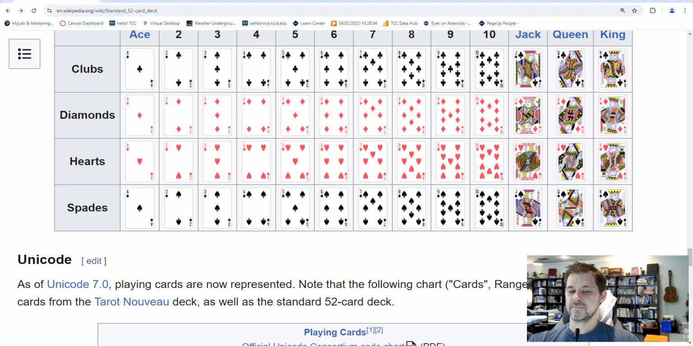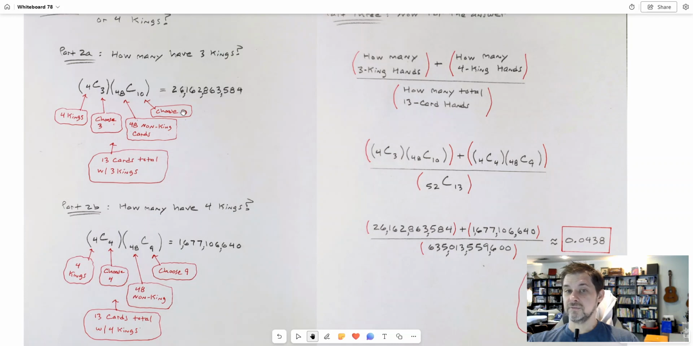And then I would have to choose the remaining 10 cards from the 48 non-king cards. So see how this is 48 choose 10? I've already chosen 3 kings. How many cards are in the hand? 13. So that means there's 10 left. And what are you choosing the 10 left from? Well, if I'm going to have 3 kings, then there are 3 kings, and then there are 10 cards that aren't kings. So from those remaining 10, I have to choose from the 48 non-king cards. In the deck, there are 52 cards. 4 of them are kings and 48 are not.